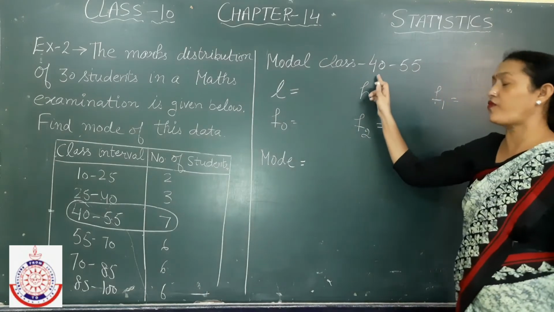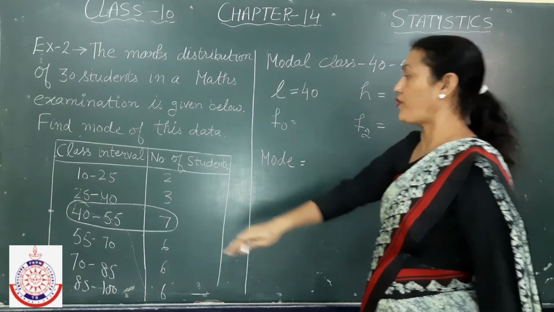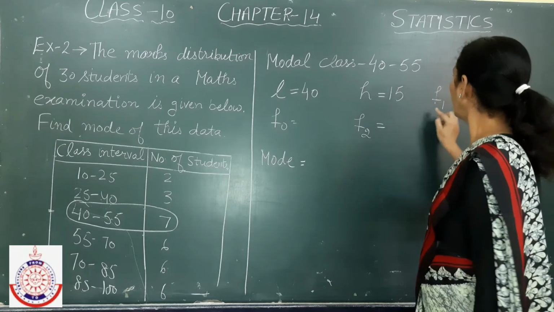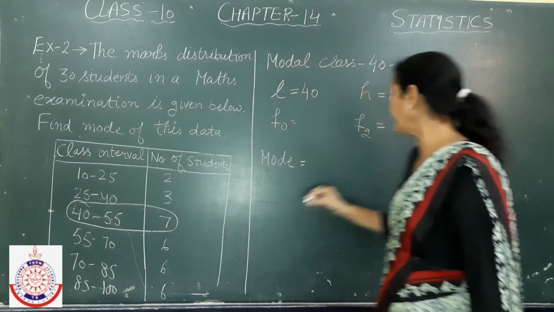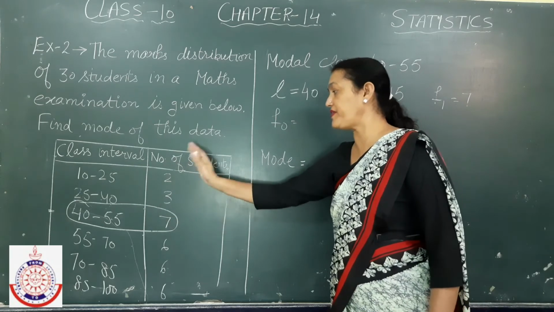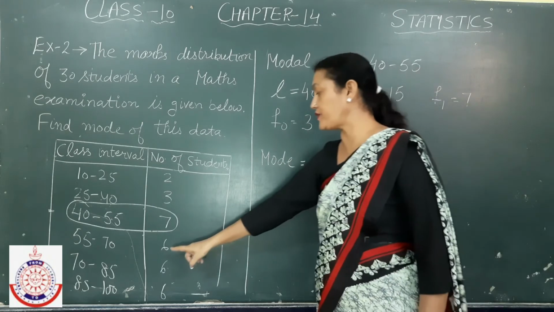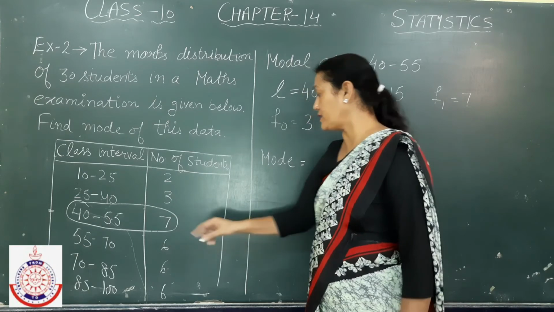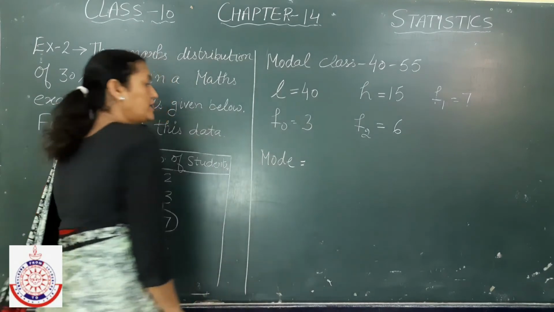So if the modal class is 40 to 55, what will be the lower limit? 40. What is the class width, the class size? 15. F1 is the frequency corresponding to the modal class, that is 7. F0, the frequency of the previous class, is 3. F2 is the frequency of the succeeding class, this is preceding, one before and one after. So this will be 6. Now after writing all these values, we have to calculate the mode using the formula.